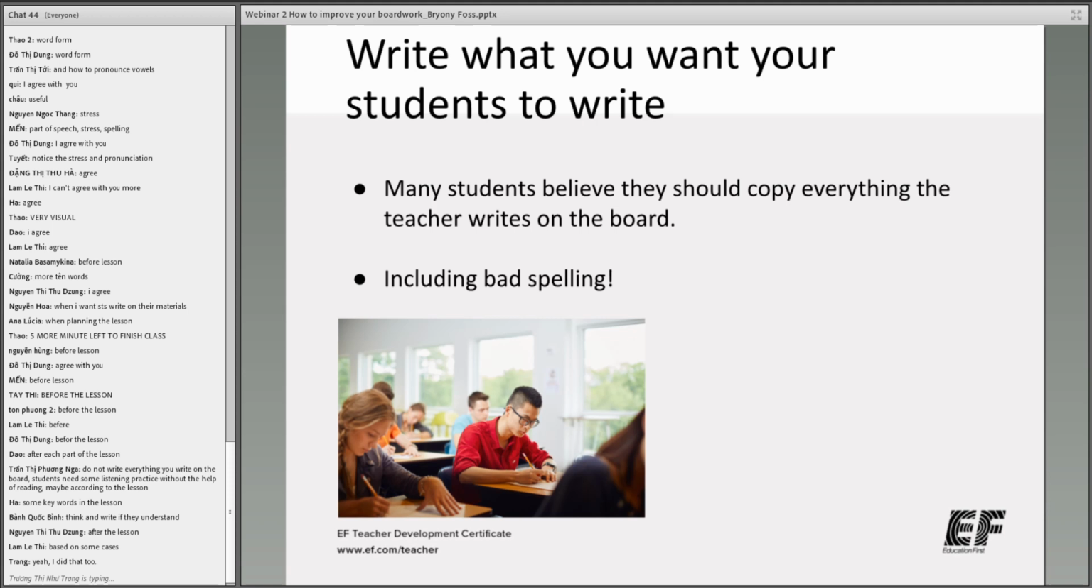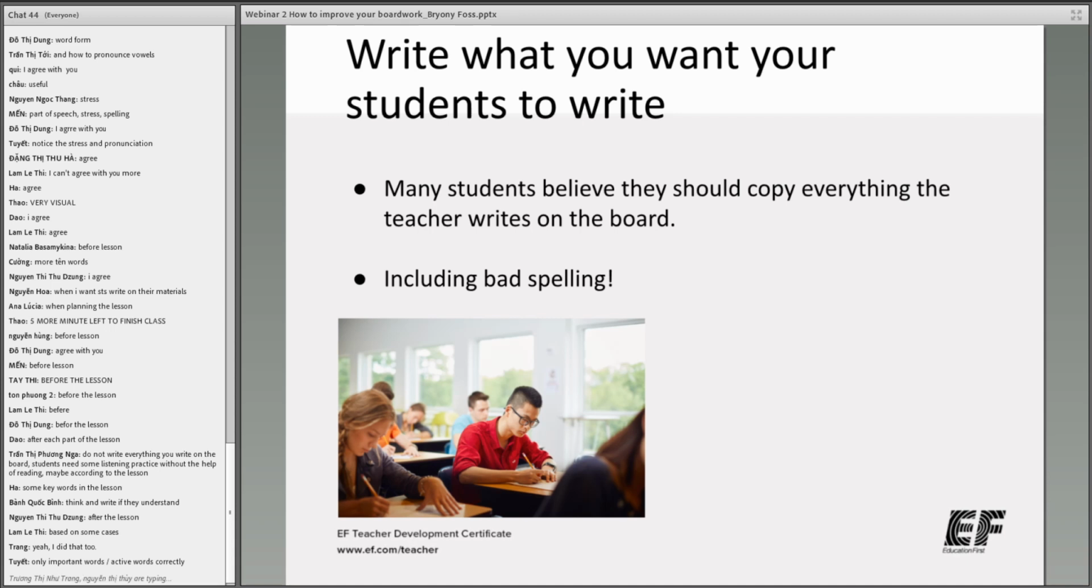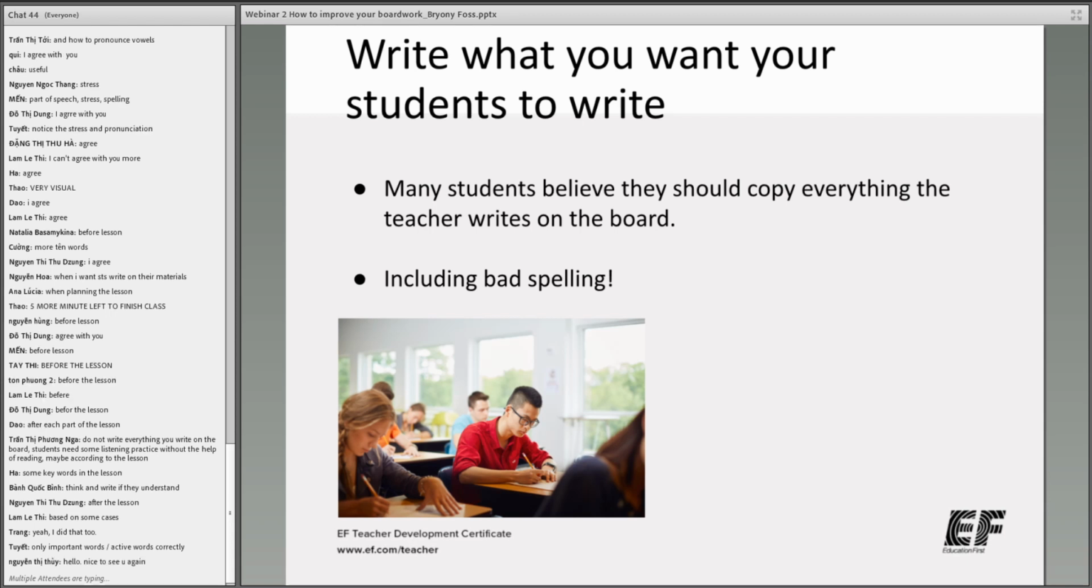Good. I see some people agree with me and that they have done this too. Yes, of course. Only include important information. You don't need to write everything down onto your board because it will add to that messy look or it won't look very organized.